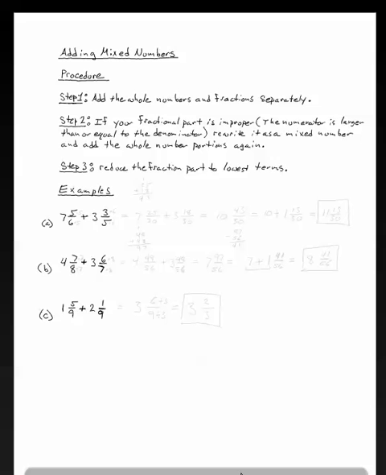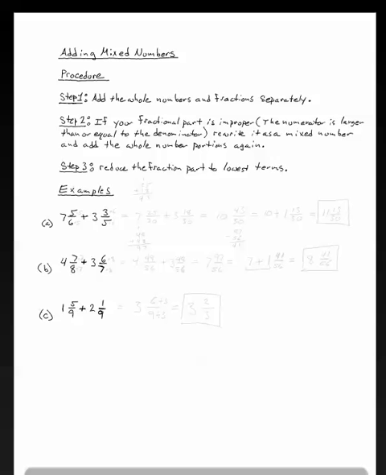Adding mixed numbers. Procedure. Step 1. Add the whole numbers and fractions separately. Step 2. If your fractional part is improper, the numerator is larger than or equal to the denominator, rewrite it as a mixed number and add the whole number portions again. Step 3. Reduce the fraction part to lowest terms.